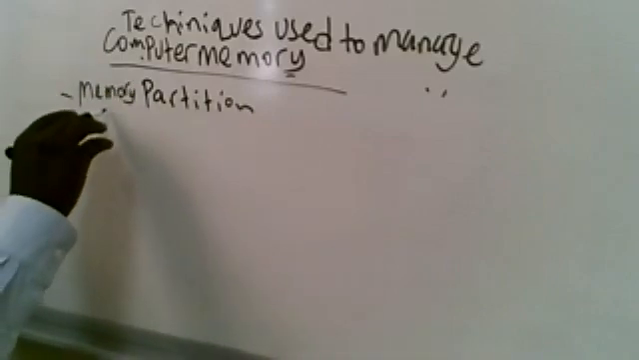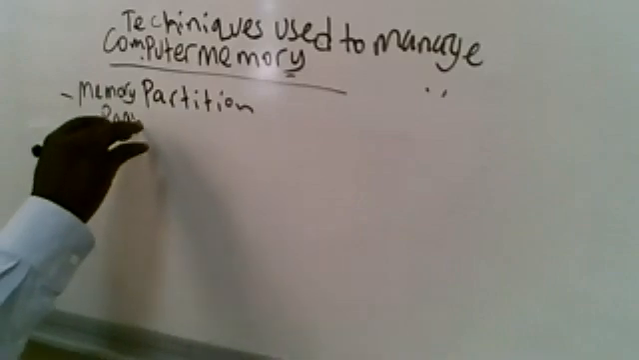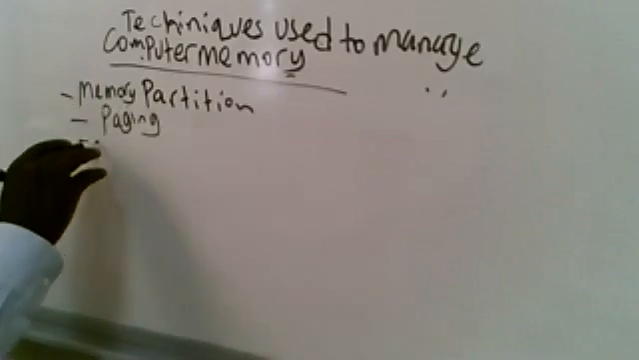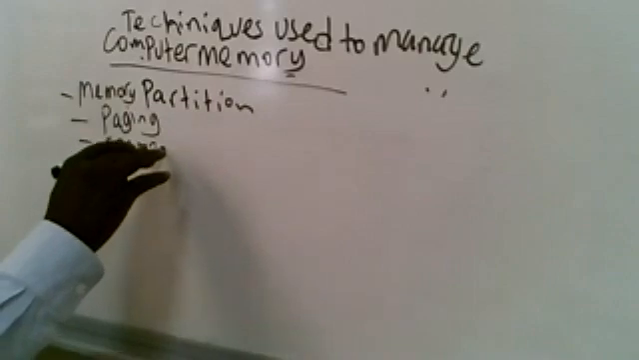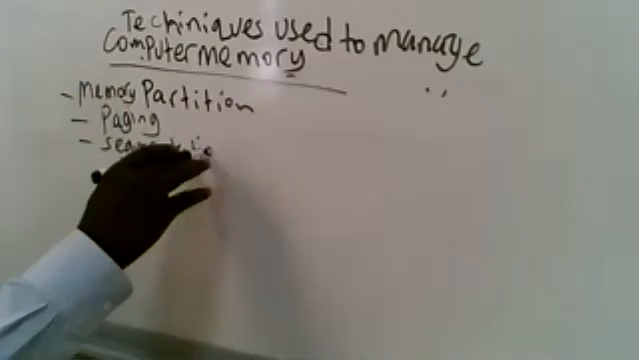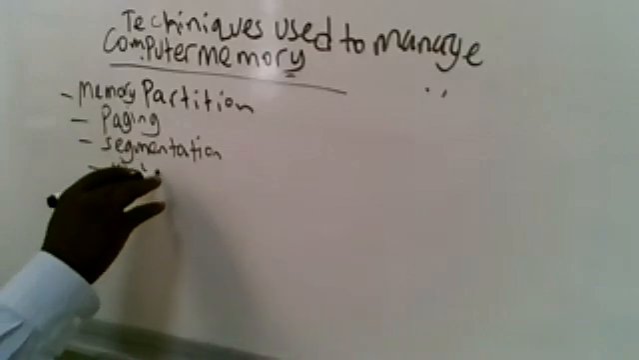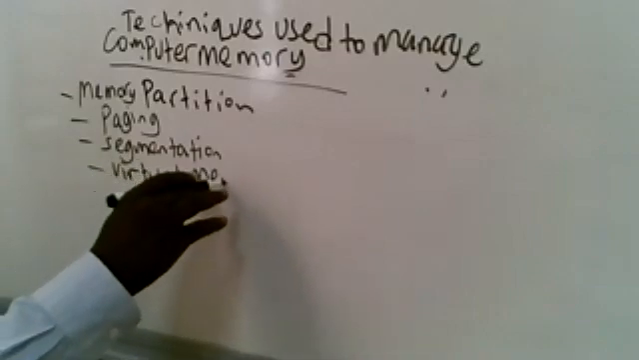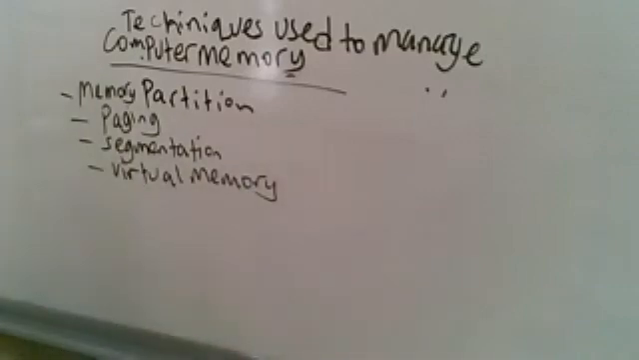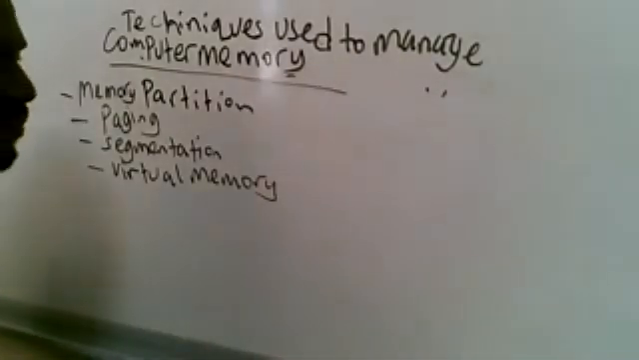We have what is called paging. We have segmentation, and we have virtual memory. These are the methods that the operating system uses in order to manage how the computer memory is used.